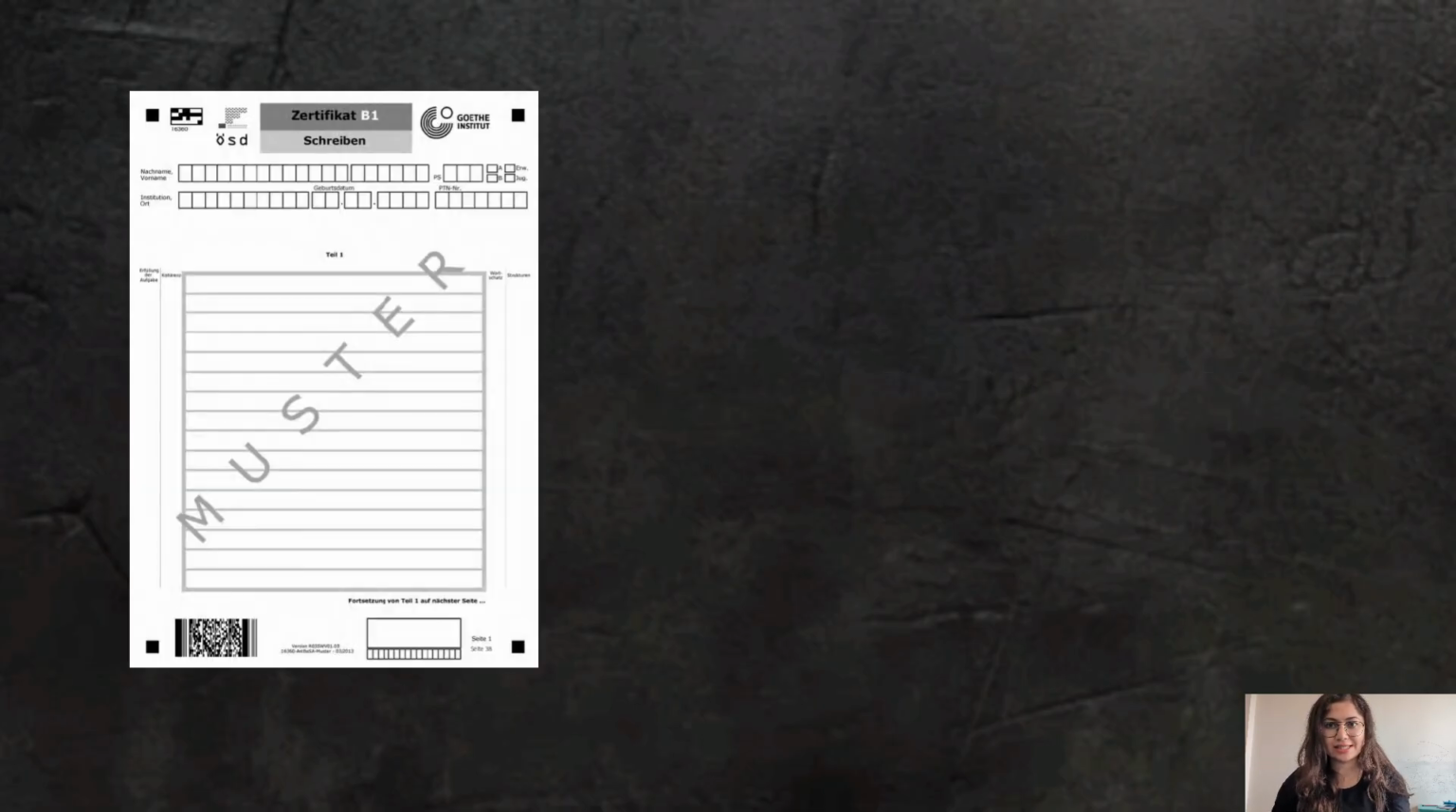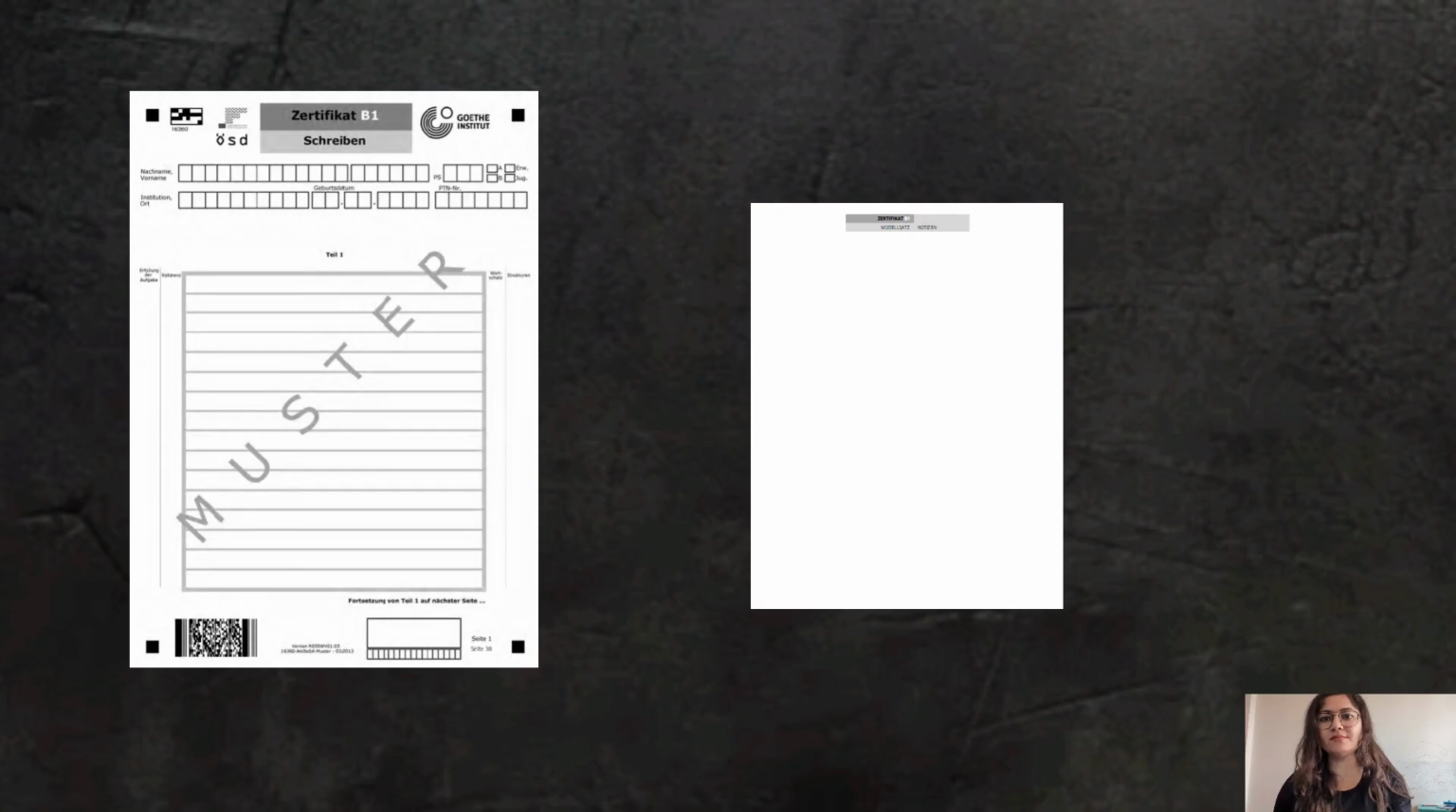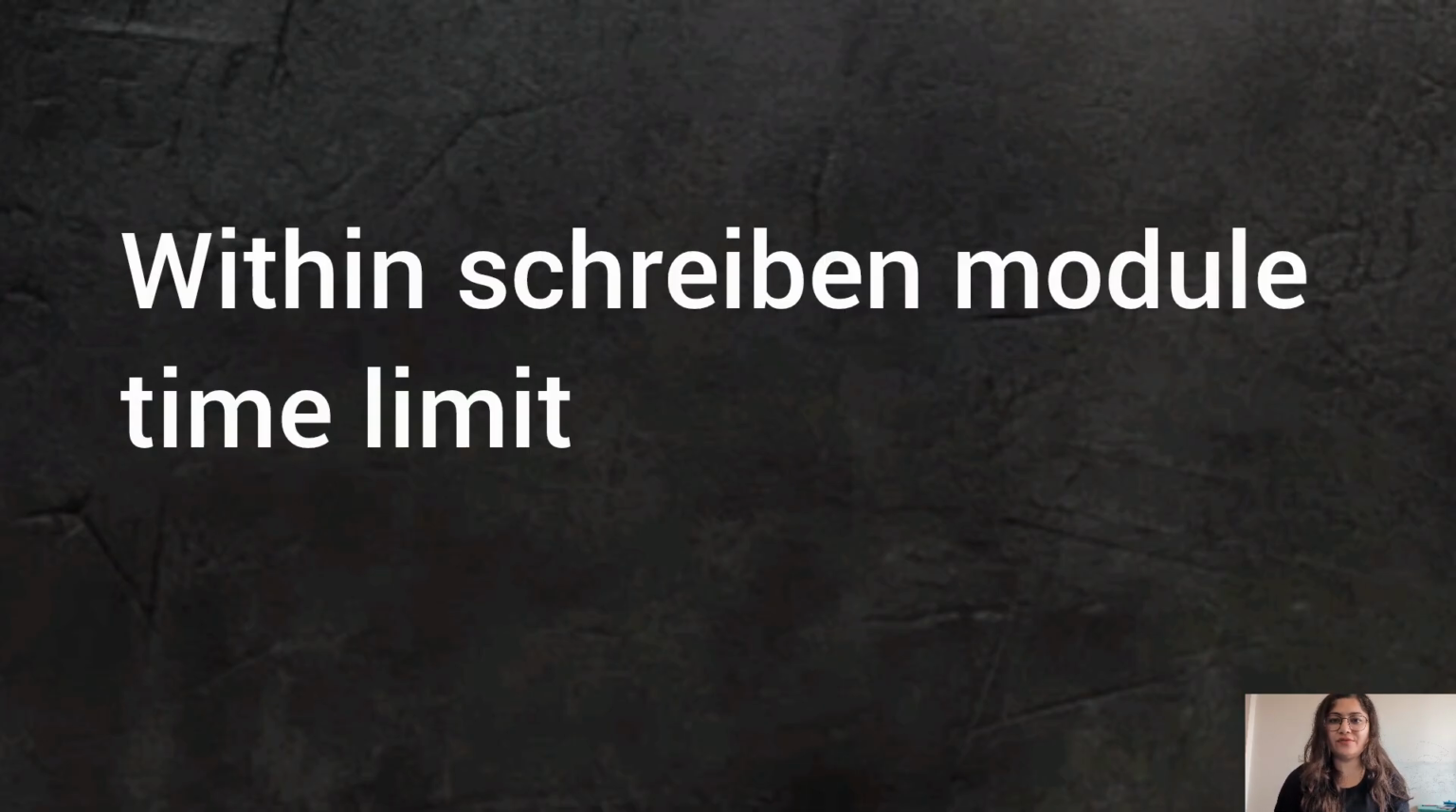Now let's move on to Schreiben. In Schreiben, you get one fair Antwortbogen which looks like this, and then you get a rough sheet which looks like this. Now here you do not get any extra time to write your rough ideas on the rough sheet. You get a certain amount of time within which you have to finish writing all your tasks. So you have to use your time very wisely.